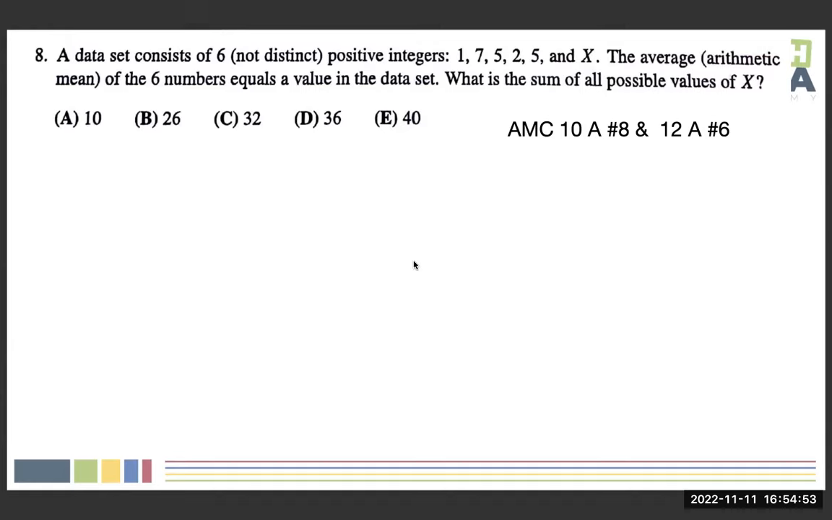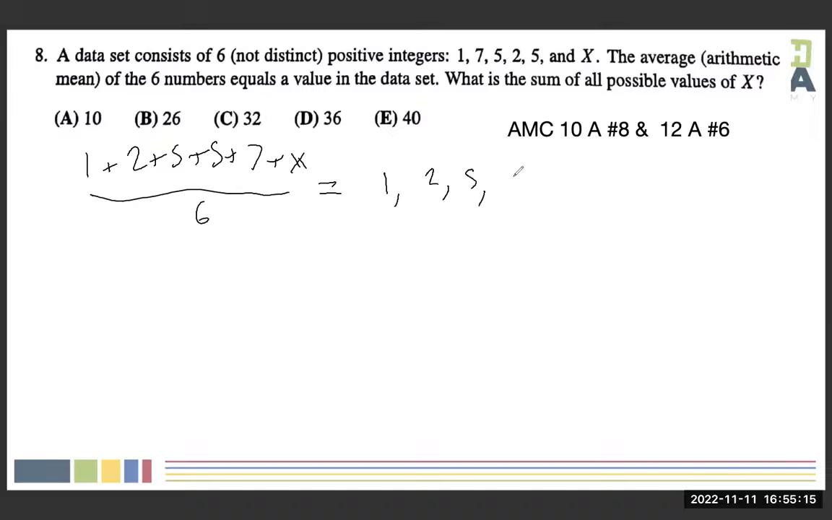The average of the 6 numbers equals a value in the data set. So the average of the 6 numbers, let's just add up these numbers and put them over 6. This is our average, and this has to equal a value in the data set. And there's only 5 possibilities for this. Either it equals 1, it equals 2, it equals 5, it equals 7, or it equals x. These are our 5 possibilities.